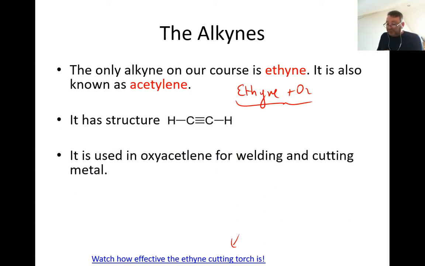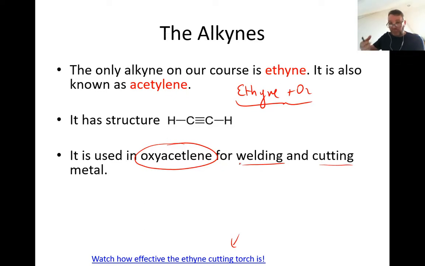So that's the structure, as we said already. It's used in oxyacetylene. This is its major use. Now, oxyacetylene is nothing more than a mixture of ethyne and oxygen. Okay, just keep that in mind. It's ethyne and oxygen. It's called oxyacetylene, and when you burn it, you get a very, very high flame. You can weld metals together, and you can cut metals. All right, so you often see a blowtorch.